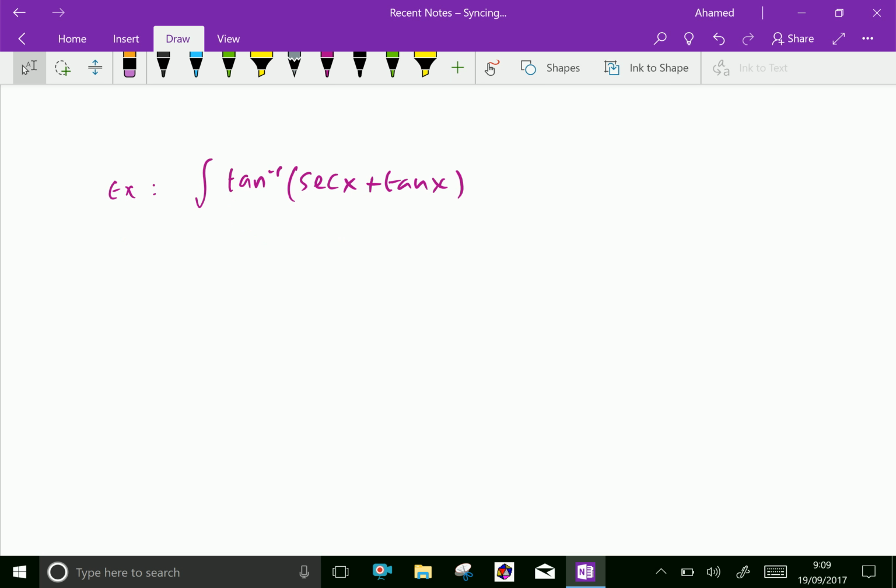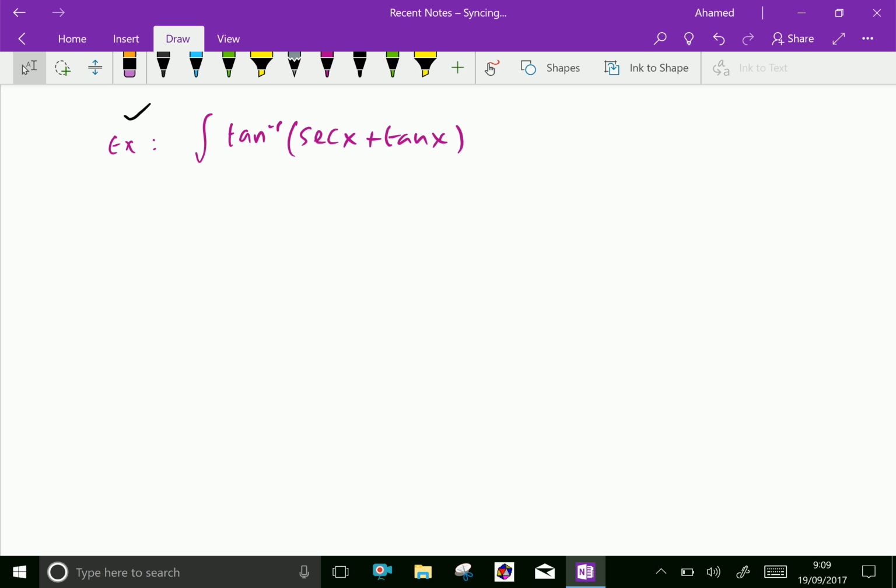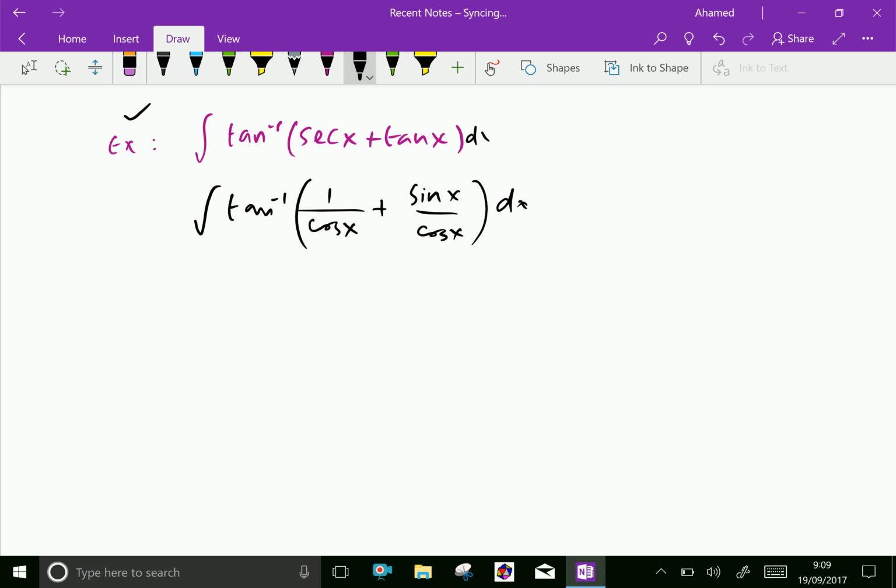One more example. Integral tan inverse of secant x plus tan x. Now, we can write secant x as 1 over cos x, plus tan x, which we can write as sin x over cos x, dx. Further, this is equal to integral tan inverse of, with common denominator cos x, (1 plus sin x) over cos x.